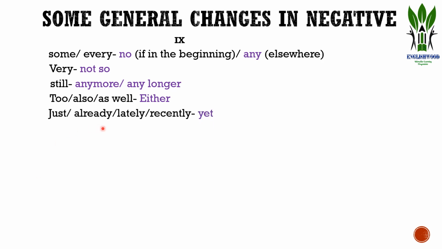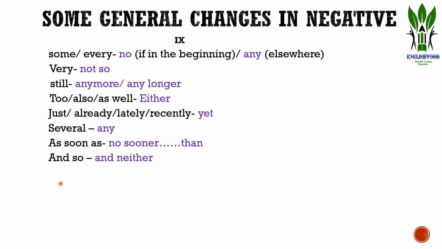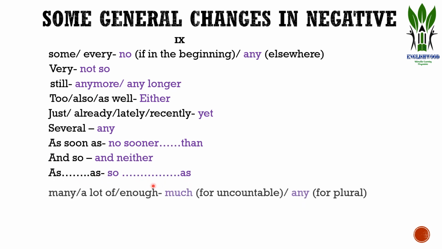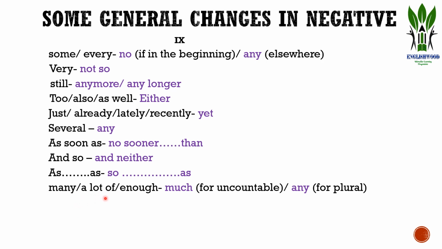Similarly, just, already, lately, recently, at, several, any, as soon as, no sooner than, and so, and neither, and as dotted as changes into so dotted as. Many, a lot of, enough change into much for uncountables, and any for plural. This is very important. Okay, I will look at the examples.